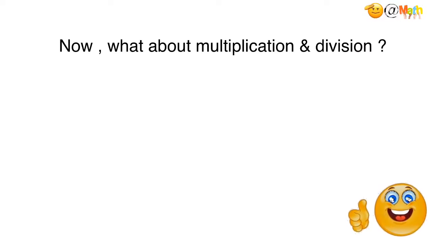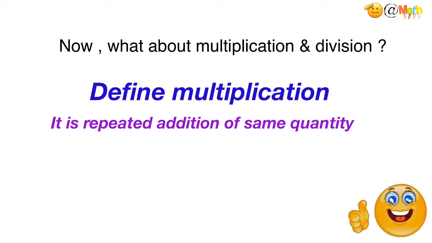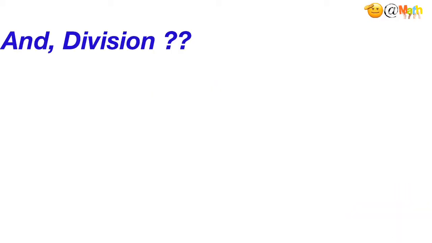Now, what about multiplication and division? Define multiplication. It is repeated addition of the same quantity. When 4 pen is added thrice, it means 3 into 4 pen, which results in 12 pen. Again, if 2 cow is added thrice, then it results in 3 multiplied by 2 cow, which is 6 cow.